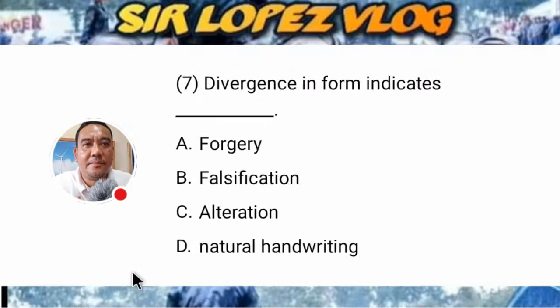Number 7. Divergence in form indicates blank. A. Forgery. B. Falsification. C. Alteration. Or letter D. Natural handwriting. Okay, what is the missing word in this statement? Divergence in form indicates blank.